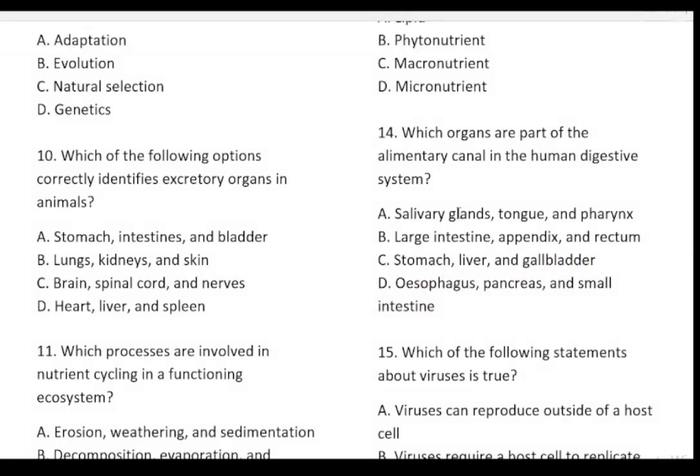Salivary gland, yes, might take part in digestion. So also the tongue, but not the pharynx. And then we have the large intestine that doesn't take part in digestion. And then the appendix, it doesn't. The liver also does not take part in digestion.